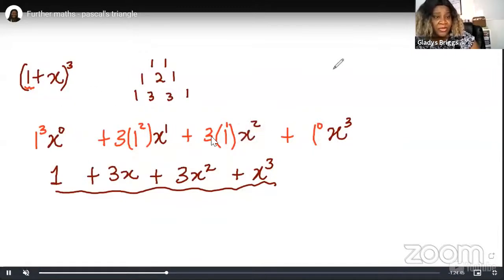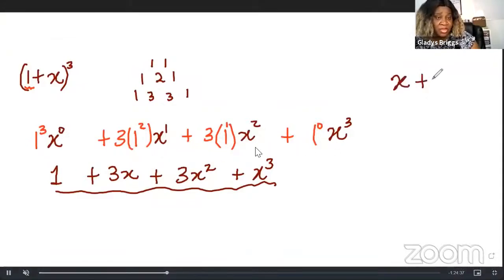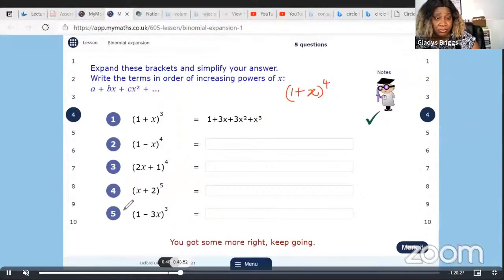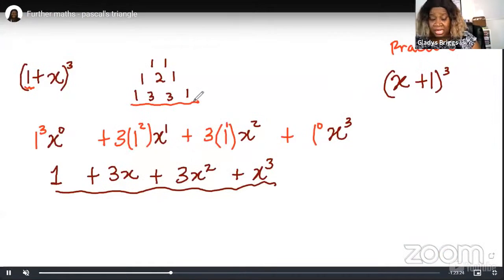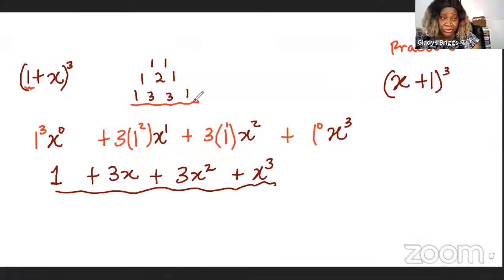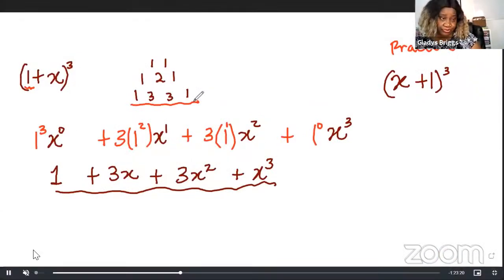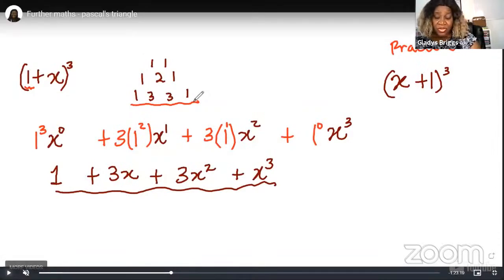Okay, so this is 1 plus x to the power of 3. And we're using the first line of the Pascal's triangle to do this one. Yeah. Let me just write it out so that I can show you guys on my whiteboard. Again, for those who were scared of it.